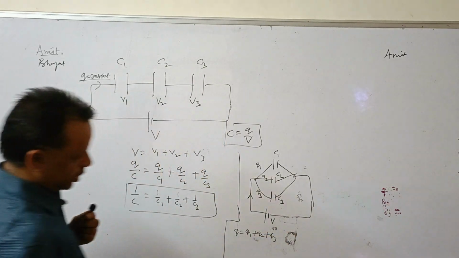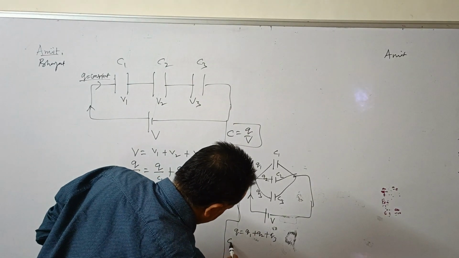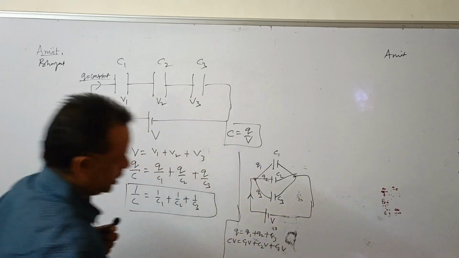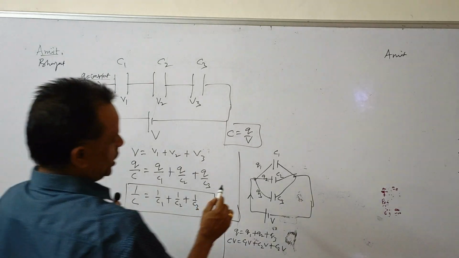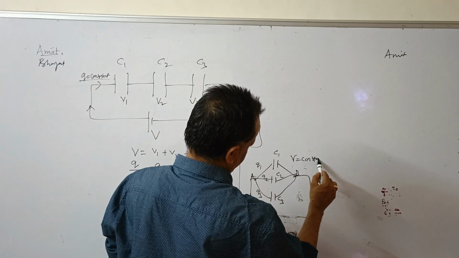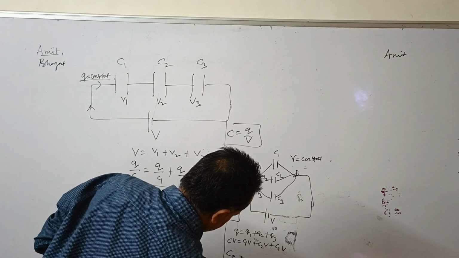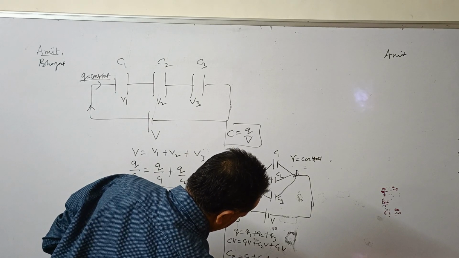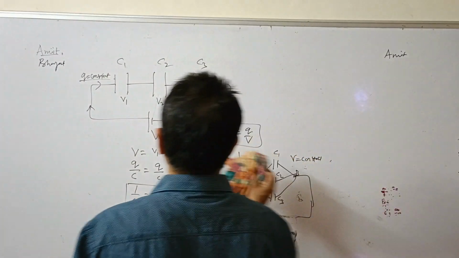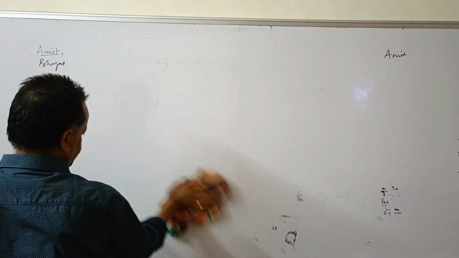The potential along all these capacitors will be equivalent to V. This is C into V, C1 into V, C2 into V, C3 into V. In parallel combination, the potential across AB will be the same. Potential is constant, so this V will get cancelled out. Then Cp will be equivalent to C1 plus C2 plus C3.